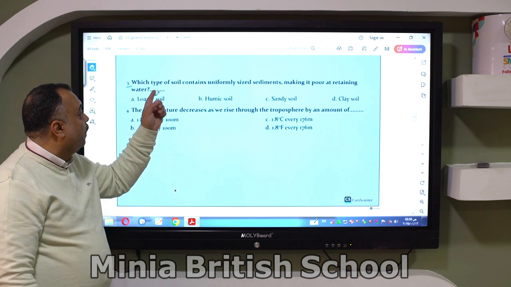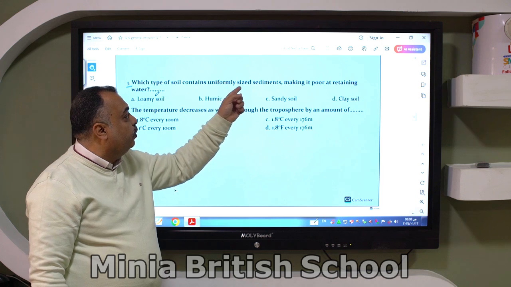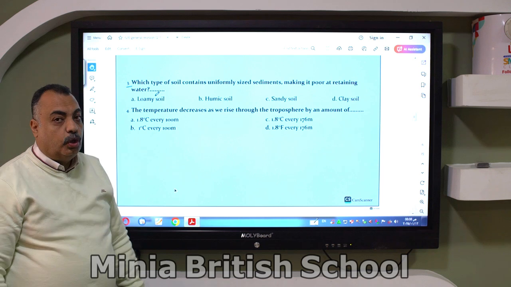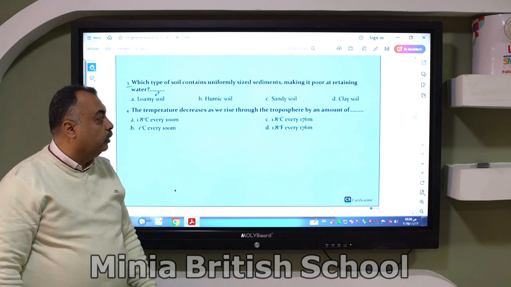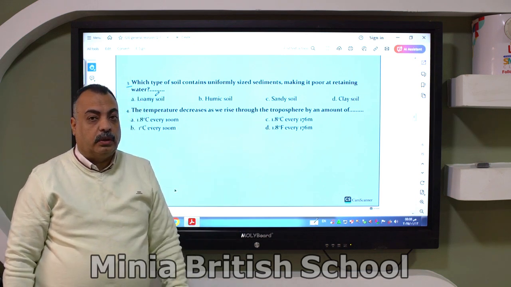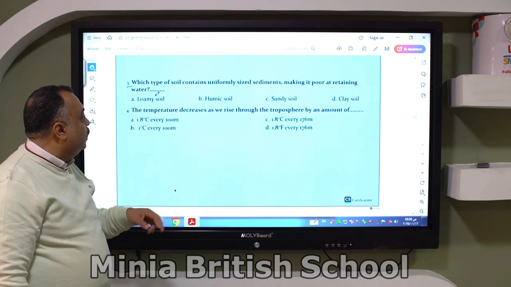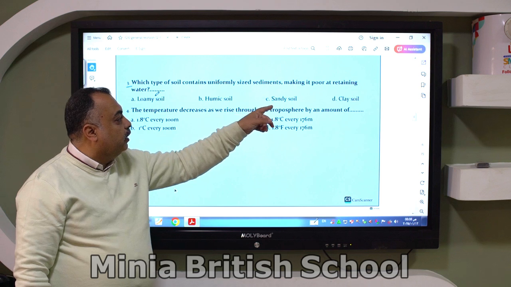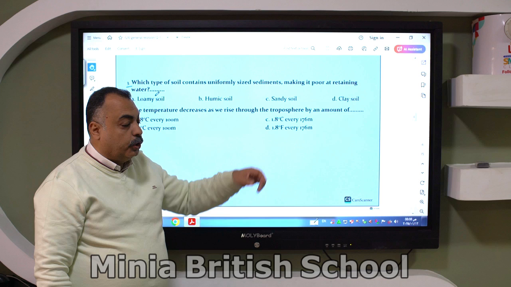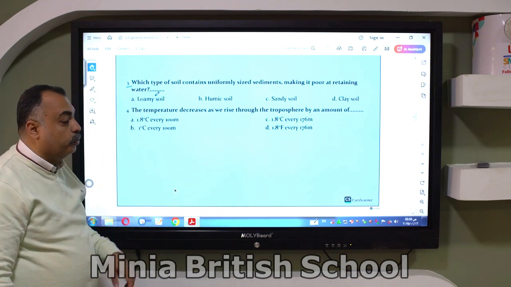The next. Which type of soil contains uniformly sized sediment, making it poor at retaining water? Poor in retaining water. Loamy soil, humic soil, sandy soil, or clay soil. In your curriculum, there is no need for loamy and humic soil, but sandy soil and clay soil. So the poor retention of water occurs in sandy soil. Yes, of course.